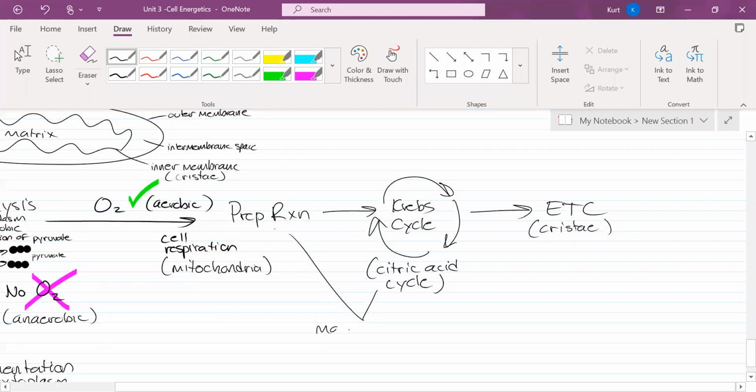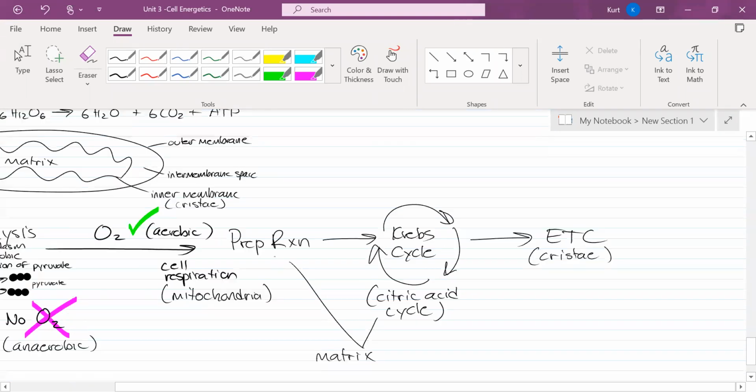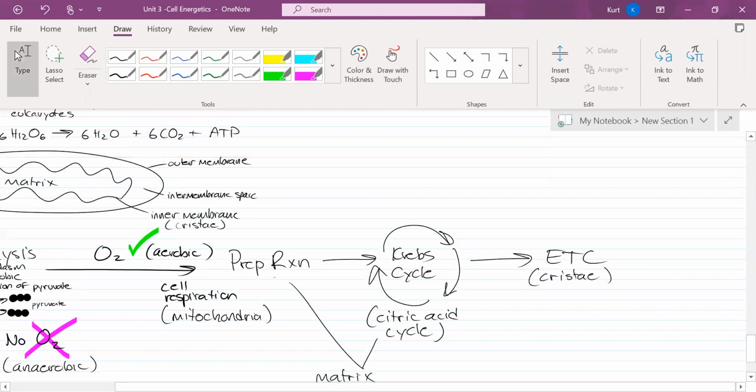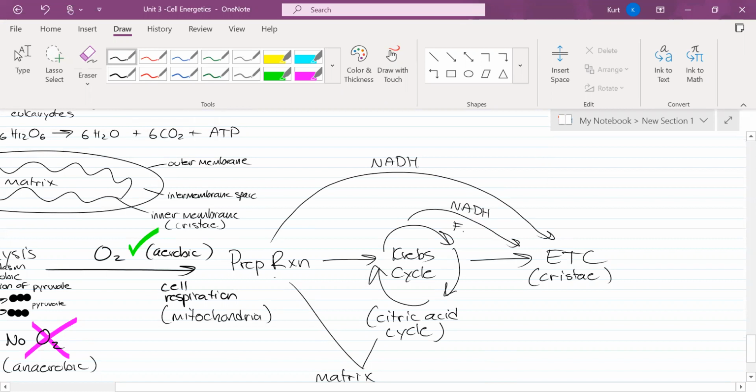I'll try to draw this fast. I know I'm running low on time. Basically, what you're doing is you're breaking down pyruvate more and more. And what they're doing is sending NADH to the electron transport chain, and you're sending NADH and FADH2. So keep this in mind, everybody.